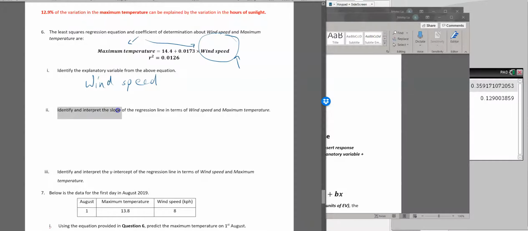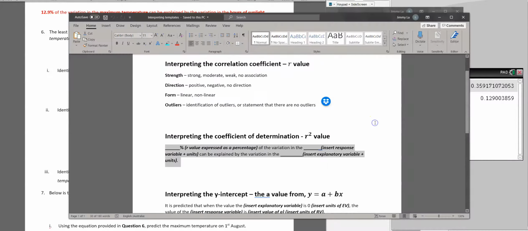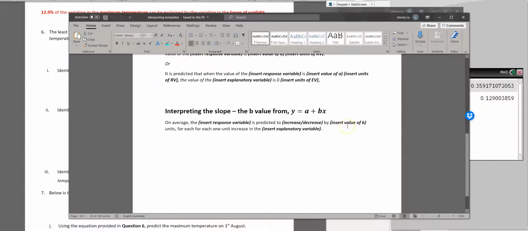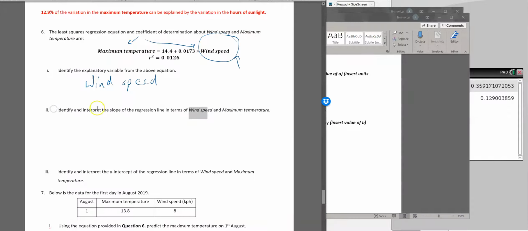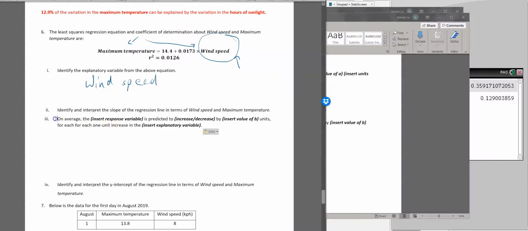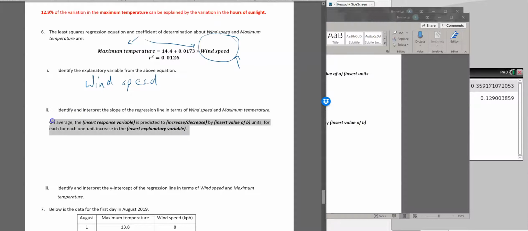Identify and interpret the slope of the least squares regression line in terms of wind speed and maximum temperature. Again, go to your templates, interpreting the slope, because that's what the question is asking for. I'm going to copy and paste this. This should be in your book. On average, the response variable, I'm going to write it here. This is RB, and this is EB.